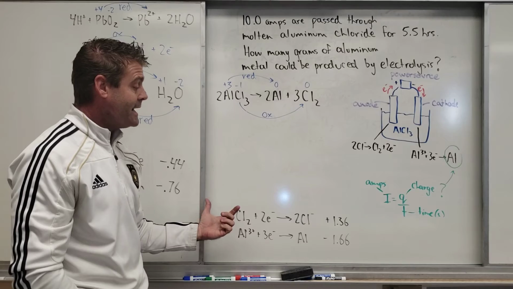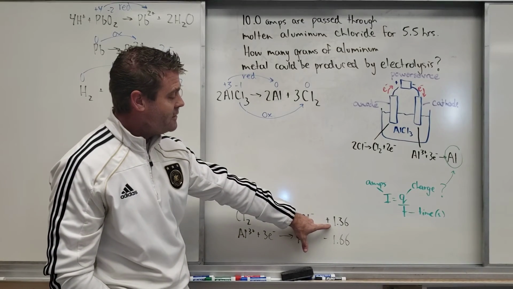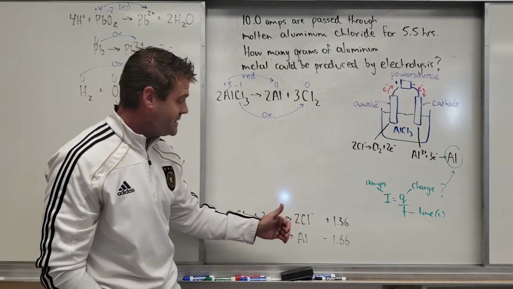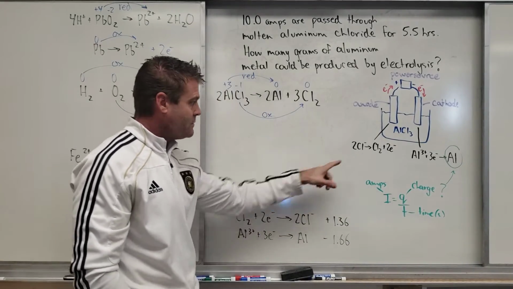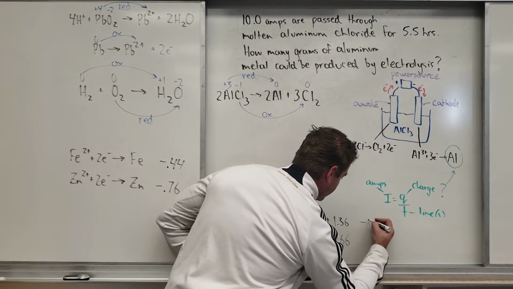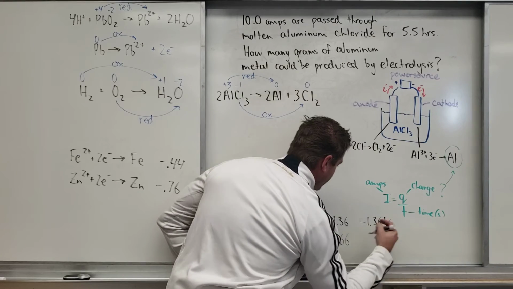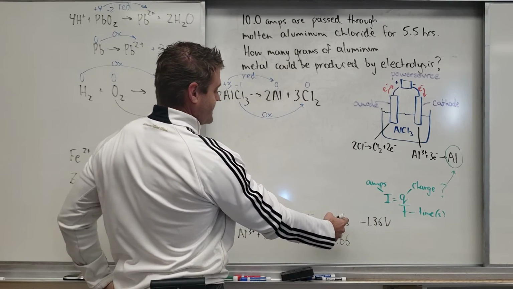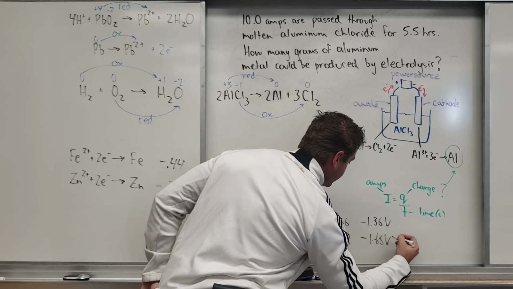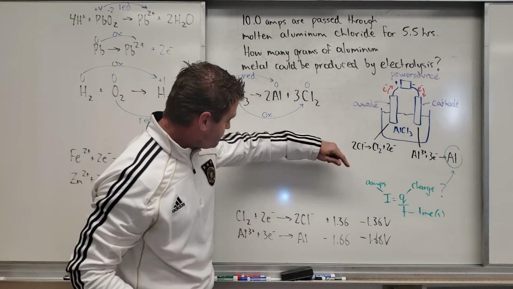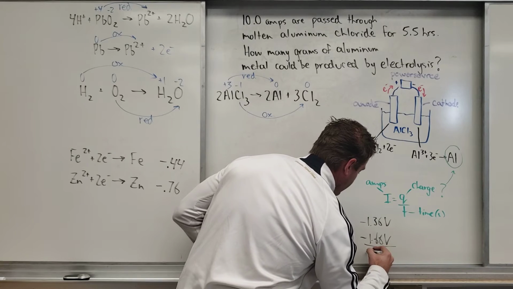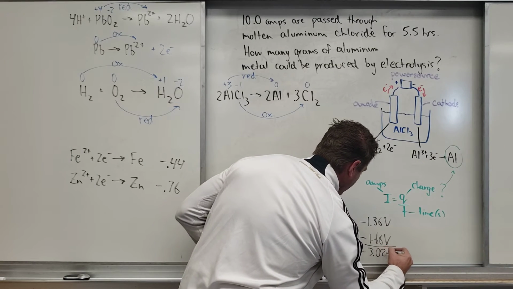Chlorine is being oxidized. So what does that do to the value here? If this is a positive 1.36, which means that it's spontaneous in this direction, what does it mean about the reverse reaction? Did you guys notice this is the reverse reaction? It's the opposite. So it's negative 1.36 volts. So if this is being oxidized and the aluminum is being reduced, you remember how we get the overall cell potential? You take the oxidation potential plus the reduction potential, and you're going to get a negative 3.02 volts.